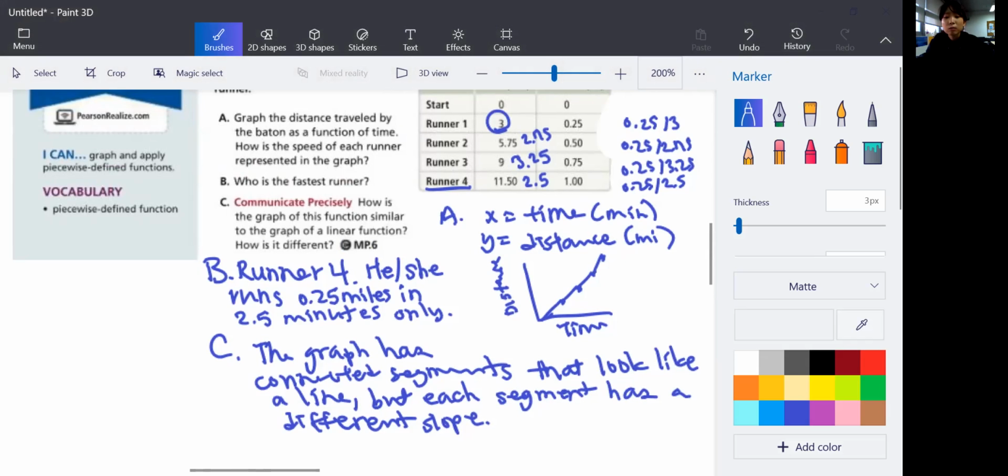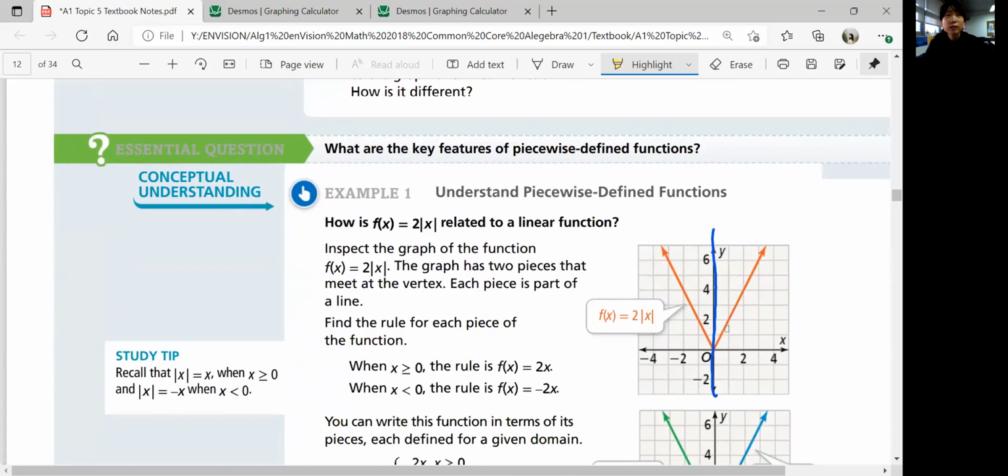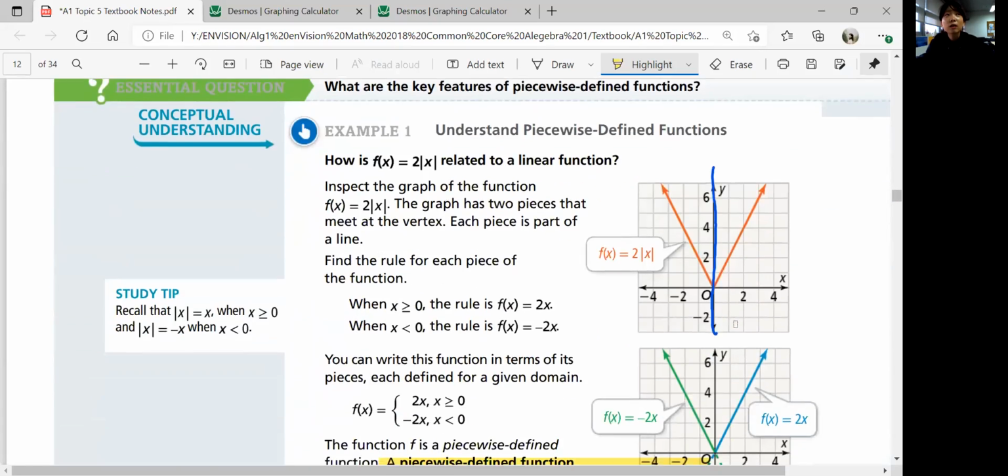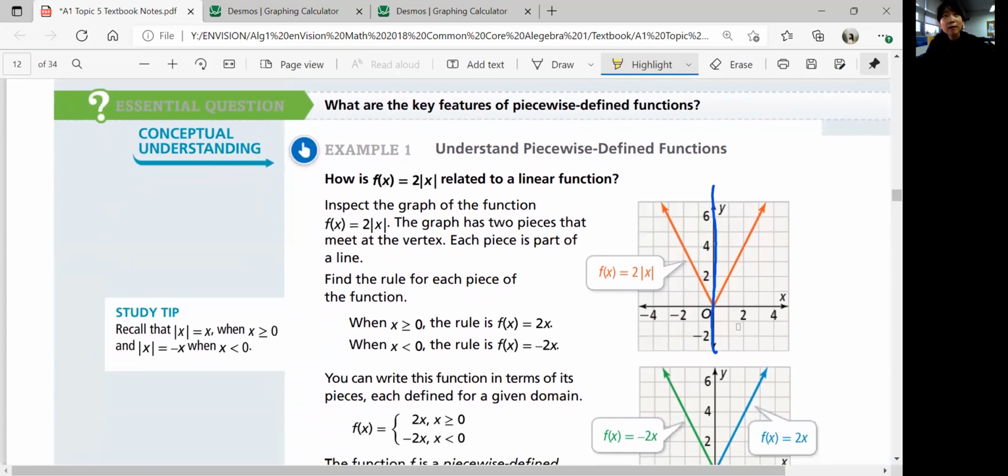Okay, moving on to example 1. So we're going to start talking about the piecewise function. If we have a graph that is one function, but you cannot have one straight line to cover all the points in the function, you can graph it with piecewise defined functions. Okay, so let's try to understand piecewise defined functions in example 1, and keep in mind what the key features of piecewise defined functions would be.